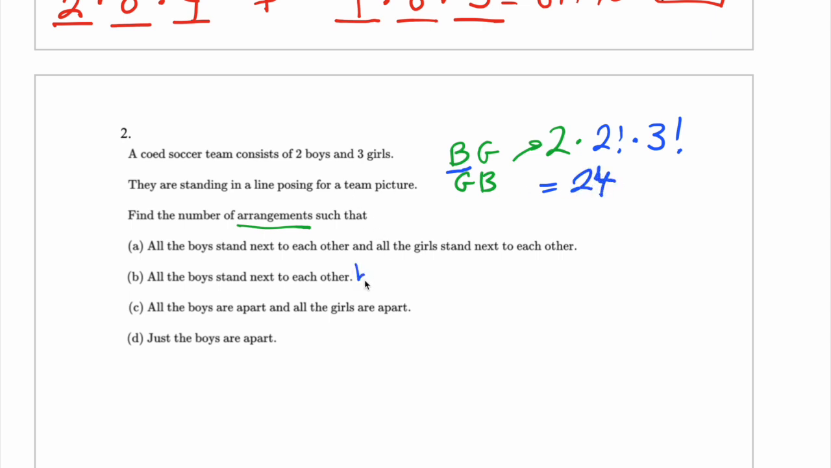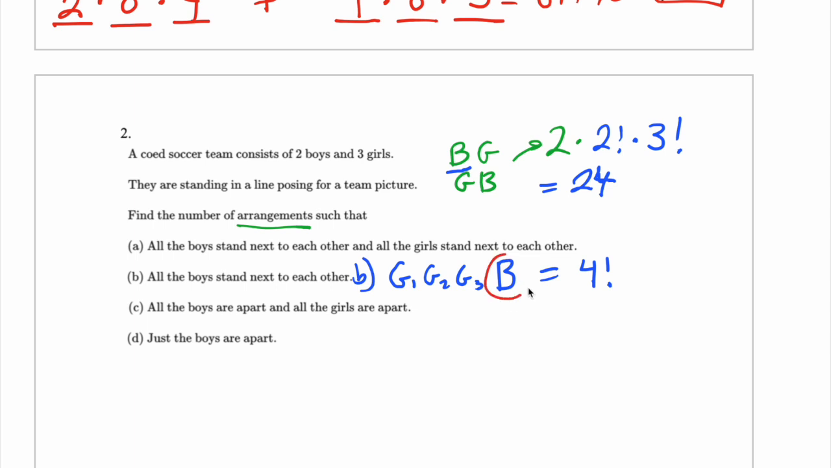Now let's look at part B. All the boys stand next to each other. So one way to do that is you can consider 3 different girls, and I'm going to label them G1, G2, G3. And the boys are just like one group, or you treat them like one person. It's the same thing as there being 3 girls and 1 boy, because the boys are together. So it's really like 4 people, if you consider that one person. So the number of ways to arrange these is 4 factorial.